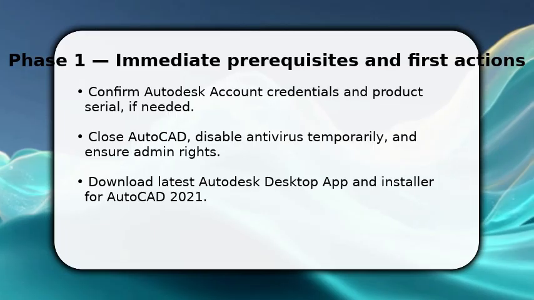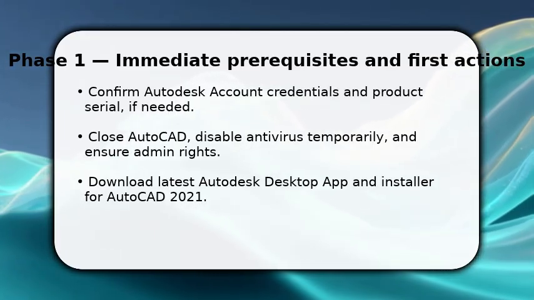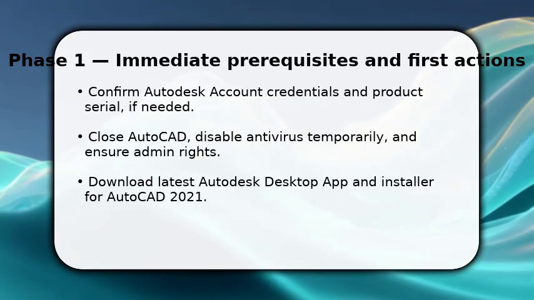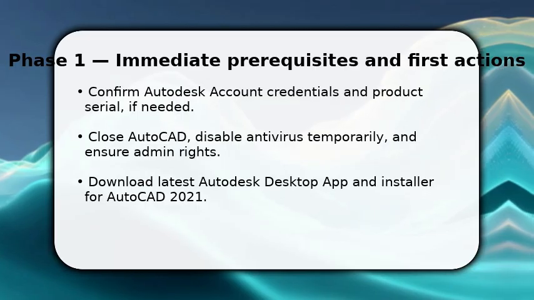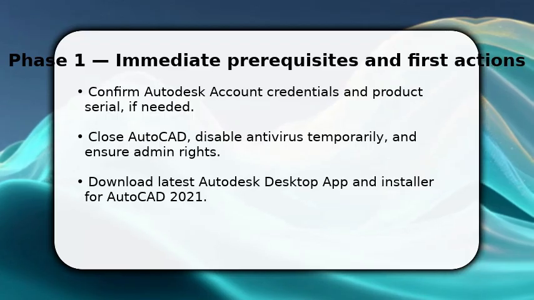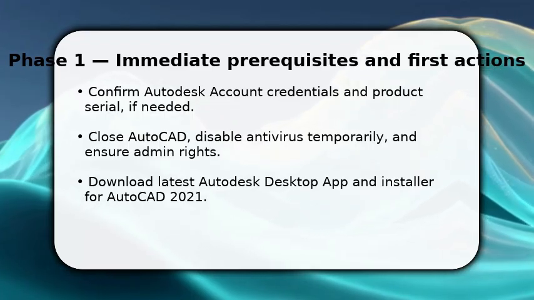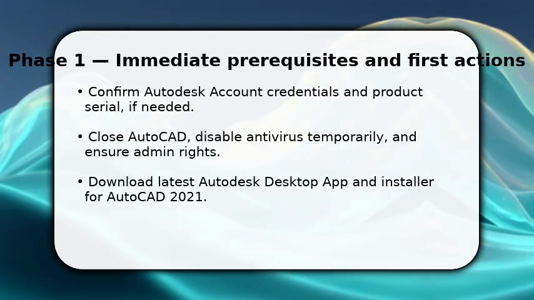You'll start with a focus checklist. Confirm your Autodesk account and any product serials, then run as administrator. Once done, close AutoCAD and temporarily disable real-time antivirus. This prevents installer blocks. Next, download the Autodesk desktop app and the AutoCAD 2021 installer for your OS. Save them to a local folder.